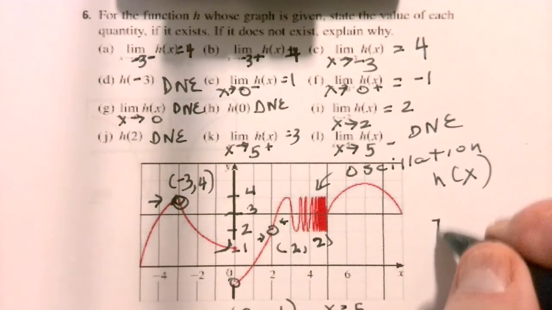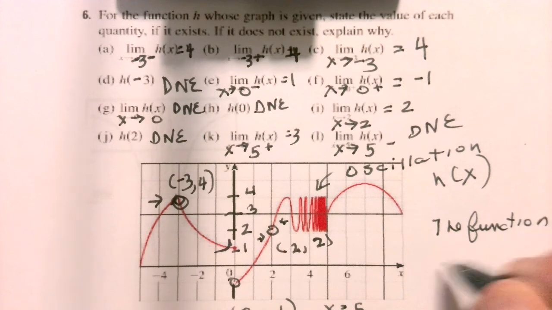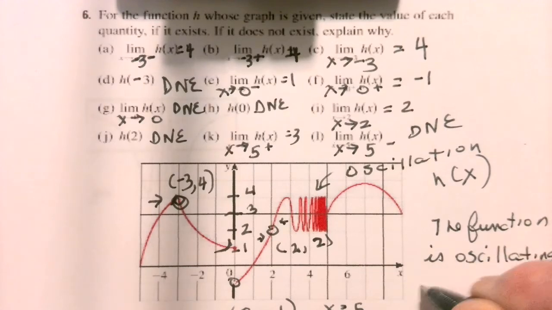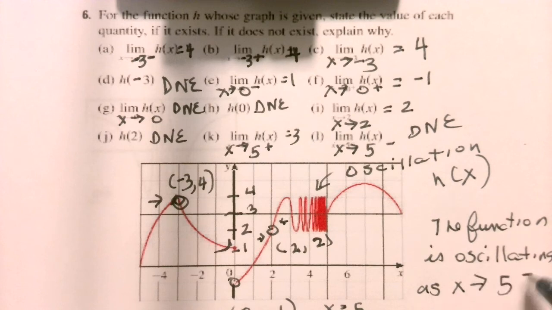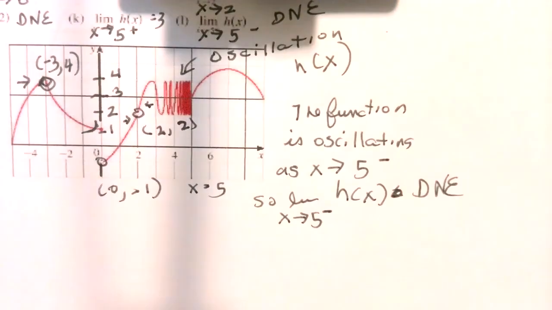Okay, so the function is oscillating as x goes to 5 from the left-hand side. So the limit does not exist. And we'll see some other examples of oscillation. Matter of fact, I think I've got another one. I should just say does not exist. Oops, sorry. Can't see that. There we go.